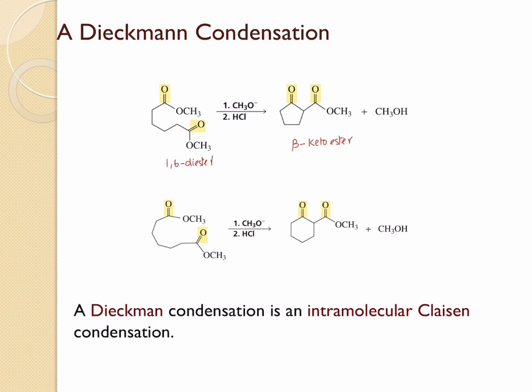This one right here is a 1,7-diester. Here again, it will be a beta keto ester, because the product that you get in a normal Claisen ester condensation is a beta keto ester, right? But here, since the two functional groups are present in the same molecule, it's going to result in a cyclic structure. Dieckmann condensation will only be possible if it's going to lead to a 5-membered or a 6-membered ring structure.